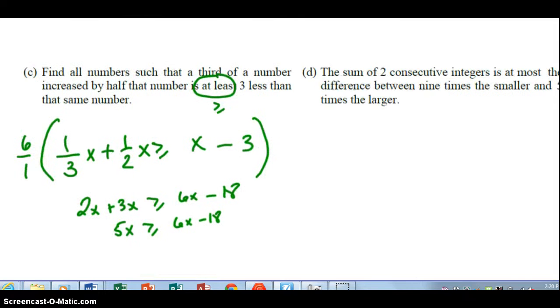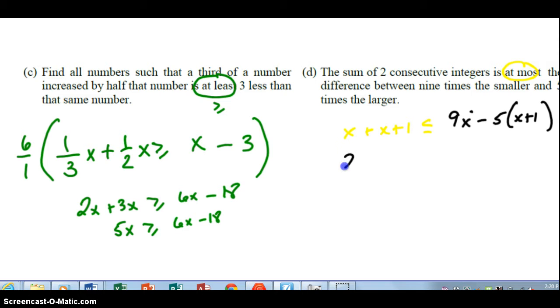Oh, now look at this one right here. The sum of two consecutive integers is at most. Well, we got x plus 1 is at most. That means it's going to be less than or equal to the difference between 9 times the smallest, which would be x, and 5 times the largest, which would be x plus 1.